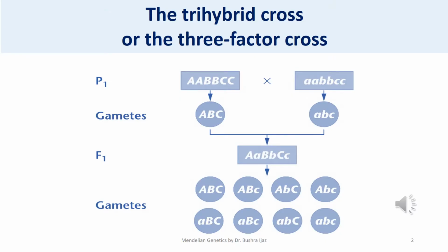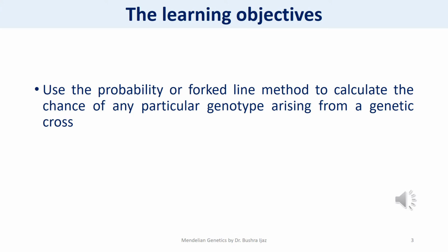We're going to talk about the trihybrid cross, which is also called the three-factor cross. First of all, the learning objective of today's class. The objective of today's session is to use the probability or the forked-line method to calculate the chances of any particular genotype arising from a genetic cross.